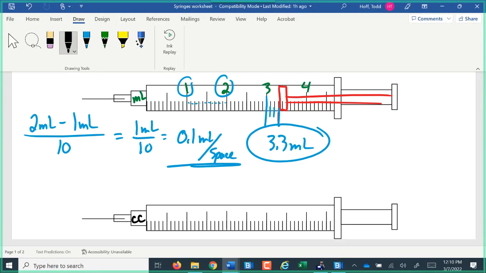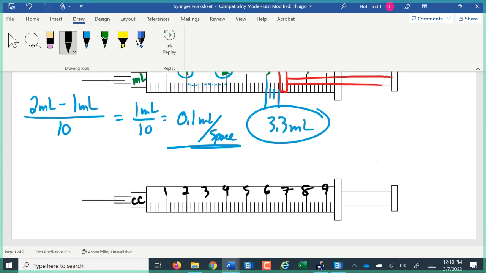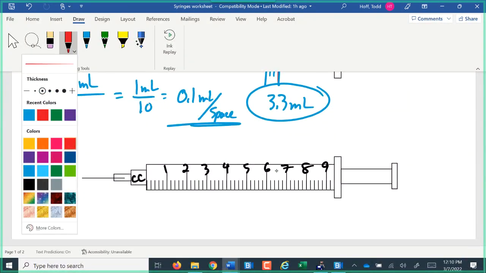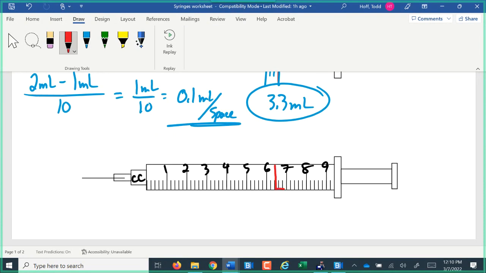What if our syringe is marked cc's, and let's say that this is numbered 1, 2, 3, 5, 6, 7, 8. And we'll have it full here. Well, first of all, cc's stands for cubic centimeter, centimeter cubed. And remember, 1 cc, 1 cubic centimeter, is the definition of a milliliter. So they're the same thing. cc's or milliliters, exactly the same thing.